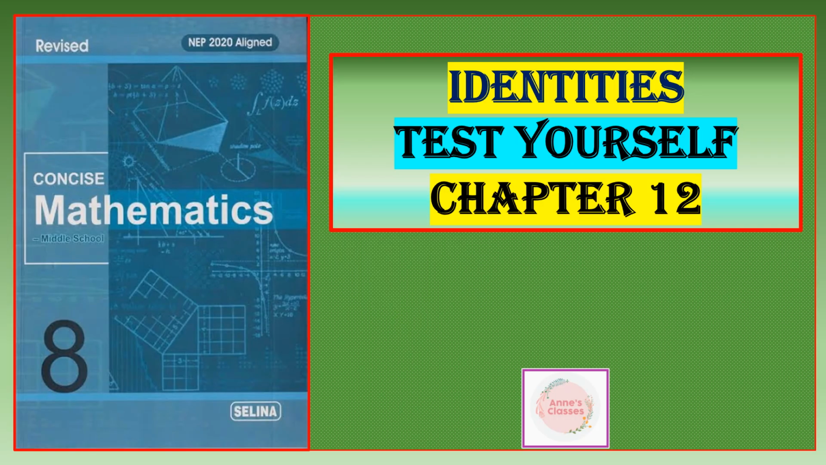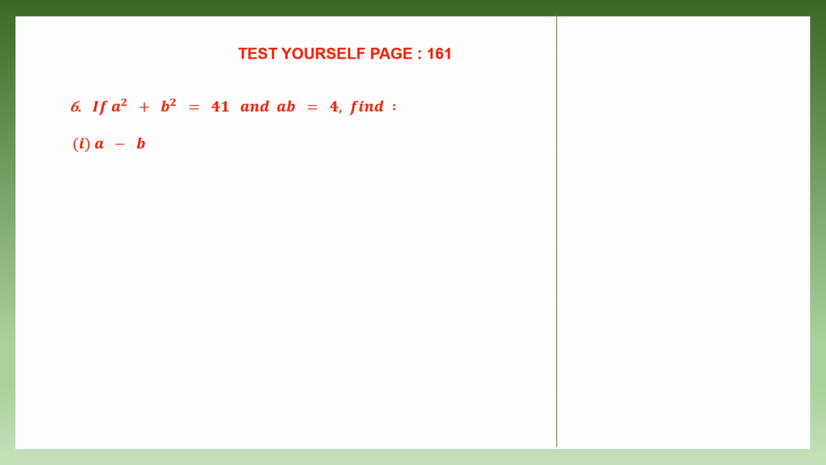Let's do Identities. Test Yourself, Chapter 12, page number 161. Question 6. If a square plus b square is equal to 41 and ab is equal to 4, find a minus b. Now let's use this identity: (a minus b) the whole square is equal to a square plus b square, which we have here already, minus 2ab, and we have ab. So let's apply this here.